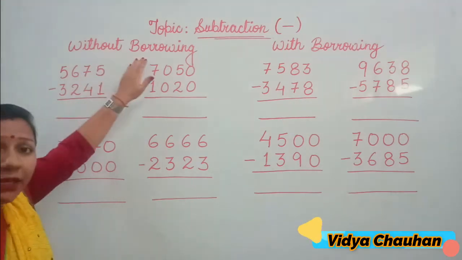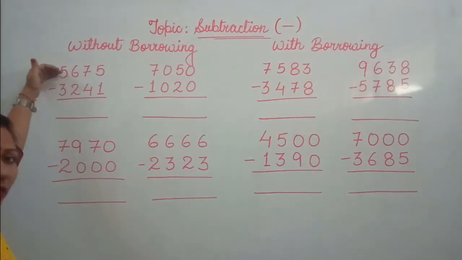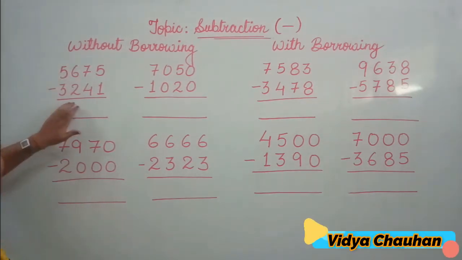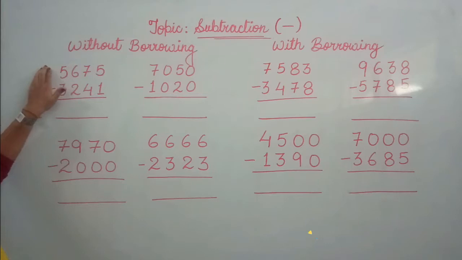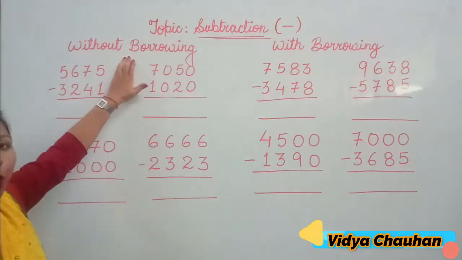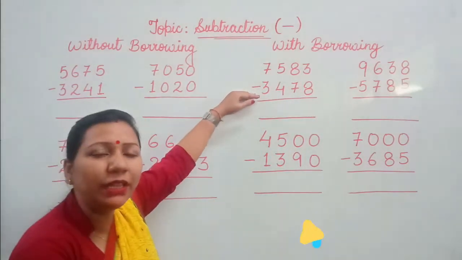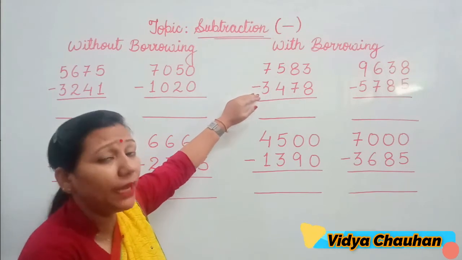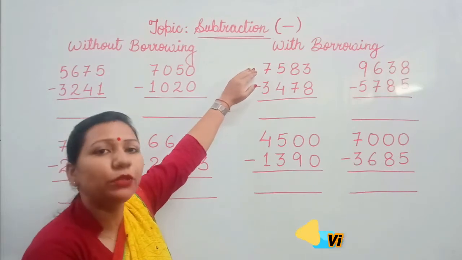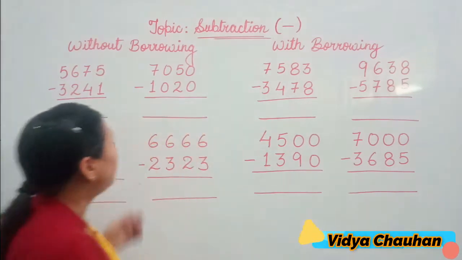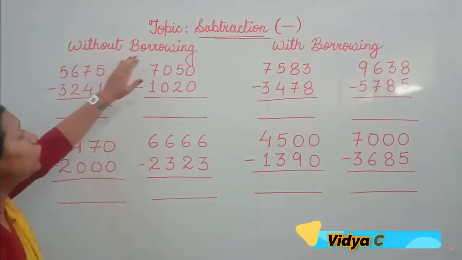Without borrowing, this method is used when the digits of the first number are always greater than those of the smaller one. That means the second number has all its digits less than the first number. So in that case, we perform it without borrowing. Whereas with borrowing is used when you have a variation in the digits of the second number, it may or may not be greater than the digits of the upper value, that means the first number. Let us see how to perform subtraction in the without borrowing case.